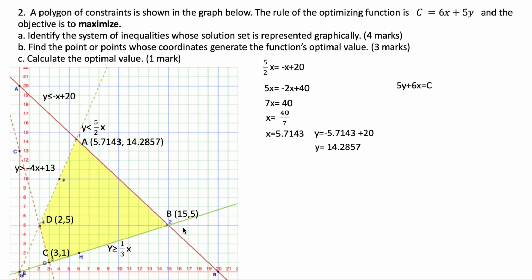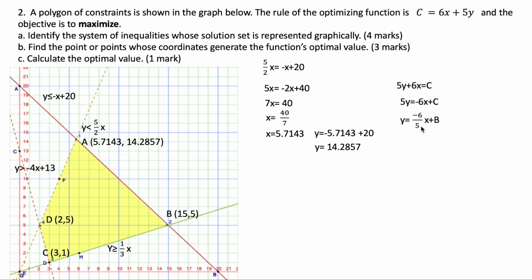If I was going to use the scanning line, I'm going to put the c on the opposite side. So I have 5y plus 6x equals c. Subtract 6x from both sides, and that gives us 5y equals negative 6x plus c. I want to get rid of this 5, so I'm going to divide every term by 5, and that's going to give me y equals negative 6 over 5 x plus c over 5, which I'm just going to call my new b value. We're going to have many b values. It's going to move up and down, so we don't really care what the b value is.